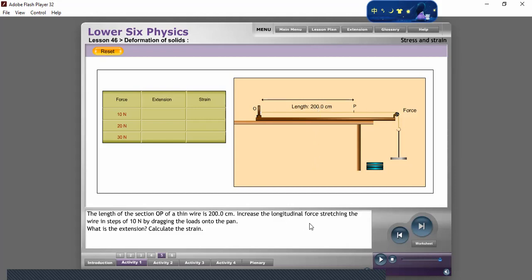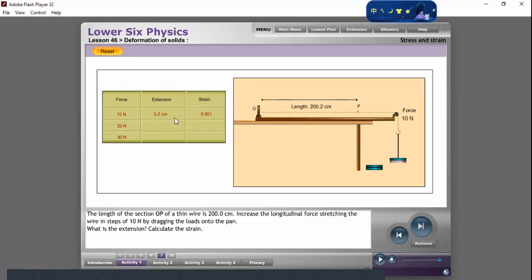Increase the longitudinal force. This means that we increase the load, increase the force, by 10 newtons, by dragging the load onto the pan. What will happen? So that means that we drag it and put it. We notice that the extension is 0.2 cm, where from the calculation, the strain is 0.2 over the original length, which is 0.01.